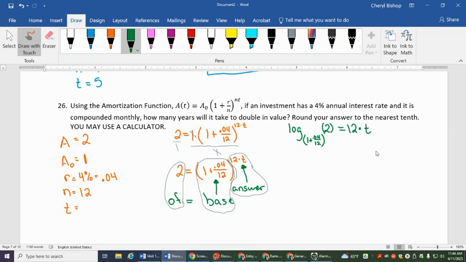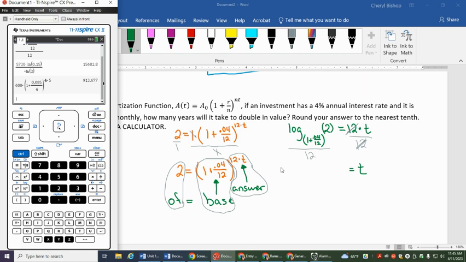All right, if I'm trying to solve this for T, it's almost solved for, but I've got this pesky times 12 in front of it. How do I get rid of the times 12? Divide. So when I do that on the right-hand side, I've just got T. I just need to put this left-hand side in the calculator. It's ugly, but that's okay because we have a calculator. I'm dividing this log by 12 just so it looks like I want it to look.